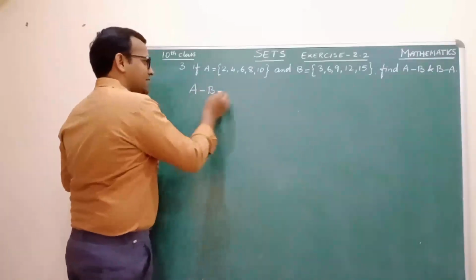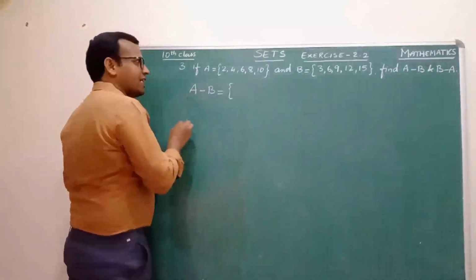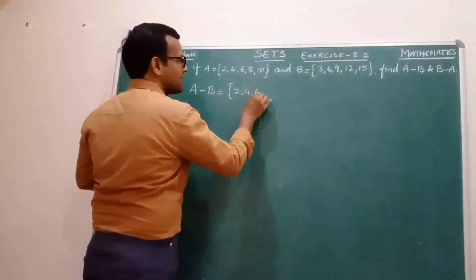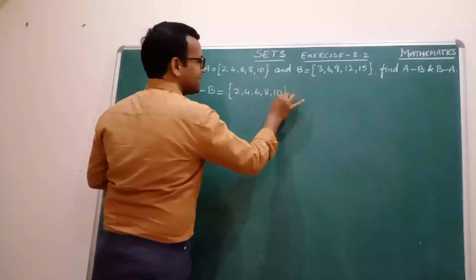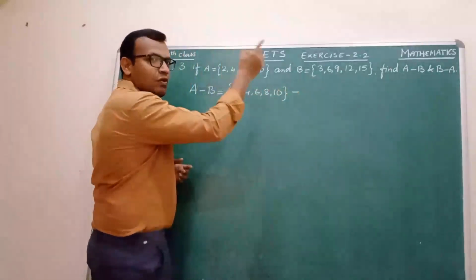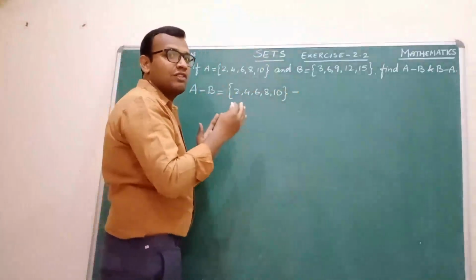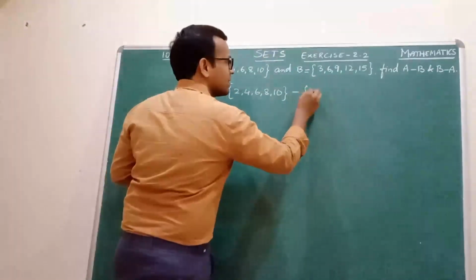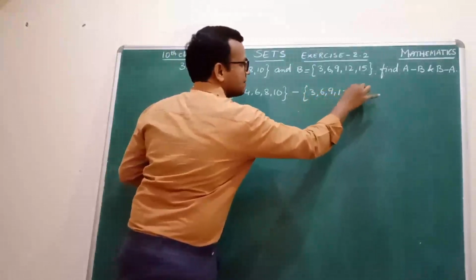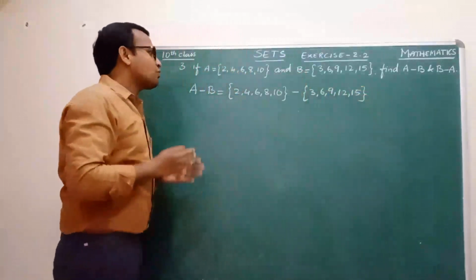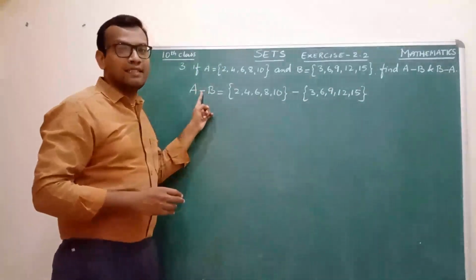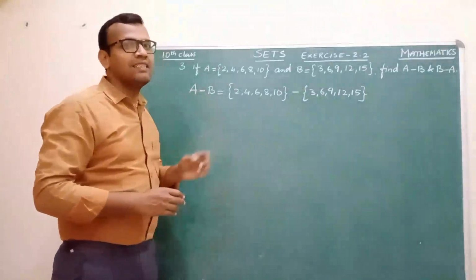Now first let me write set A, and what elements are there in set A? Set of 2, 4, 6, 8 and 10 minus B. Now we have to write the elements of set B. So set of 3, 6, 9, 12 and 15. Now children, what we need to do now? We need to find the difference of set A and B.